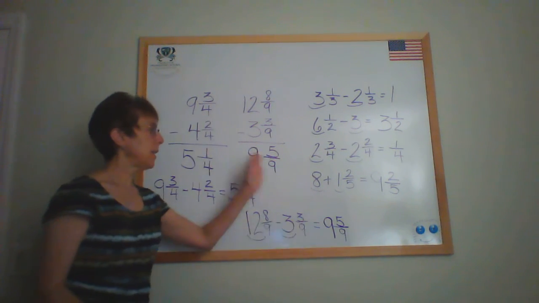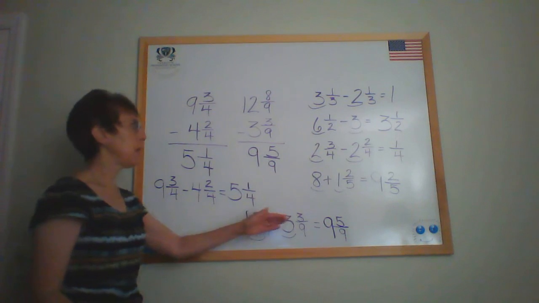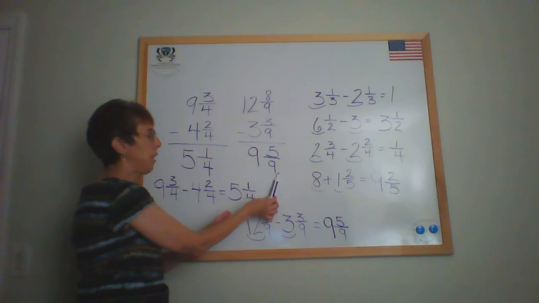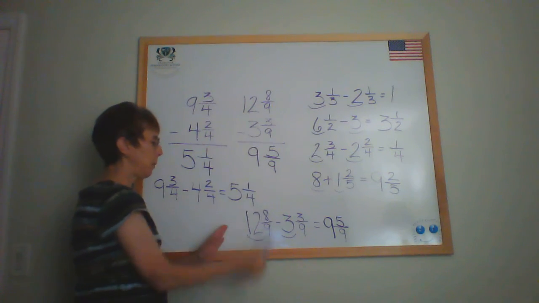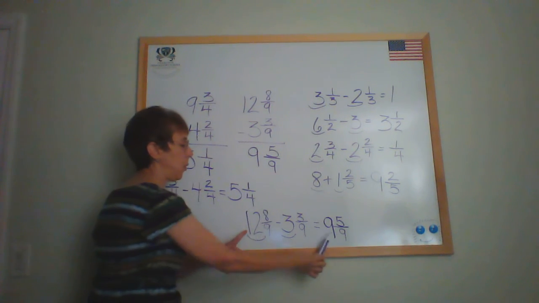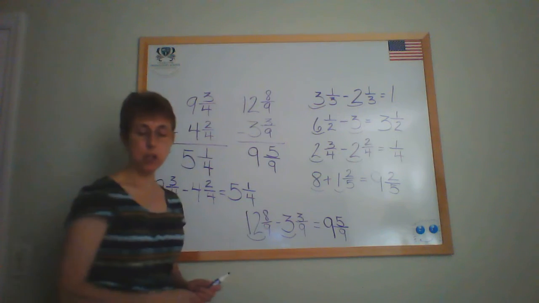Again, same answer. You're going to get the same answer. It's just that when it's written vertically, you're going to look at the fraction part first and then the whole number. And when it is written horizontally, we do the whole number first and then the fraction.